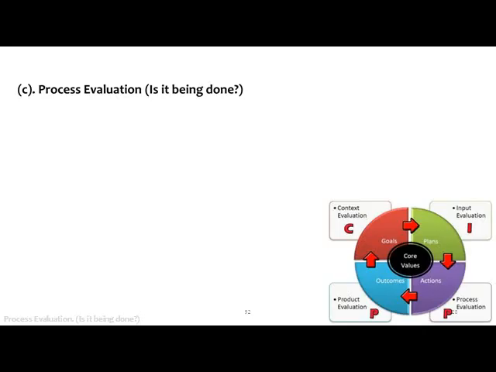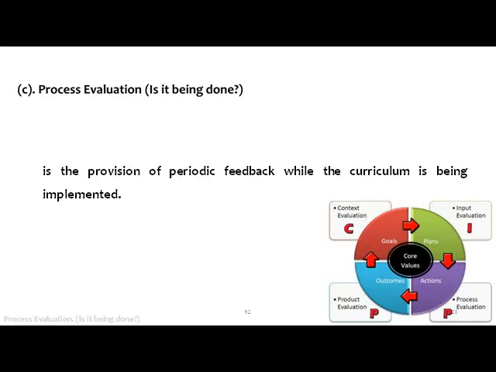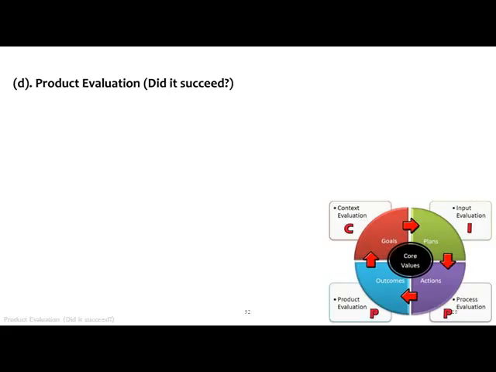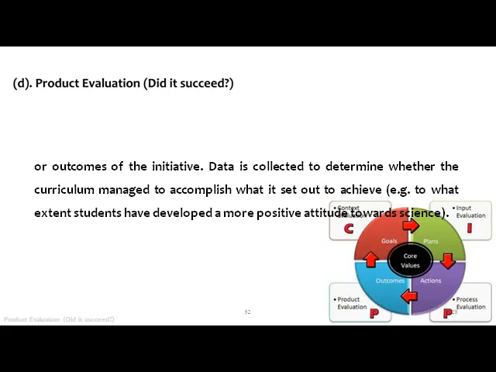Process evaluation: is it being done? It is the provision of periodic feedback while the curriculum is being implemented. Product evaluation: did it succeed? Or outcomes of the initiative. Data is collected to determine whether the curriculum managed to accomplish what it set out to achieve. For instance, to what extent students have developed a more positive attitude towards science.